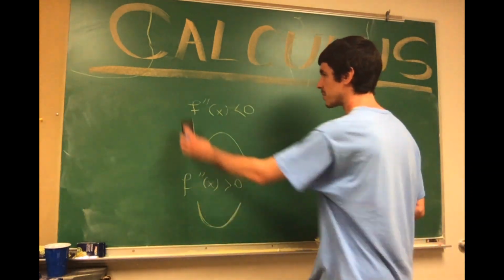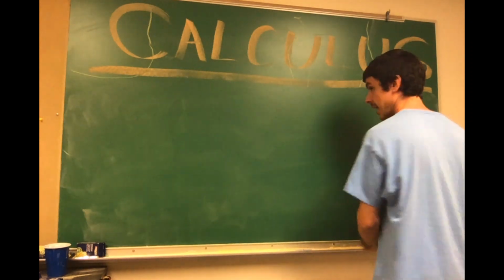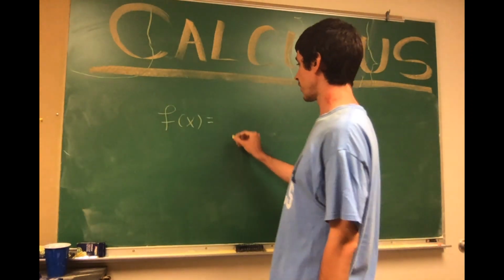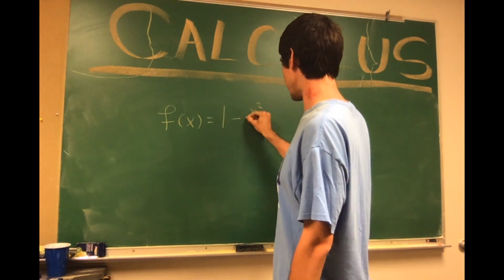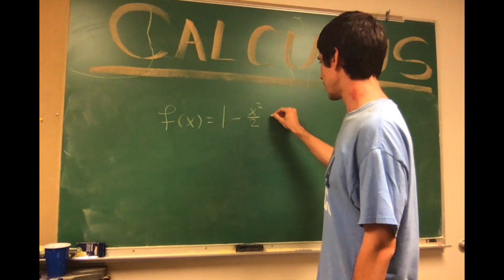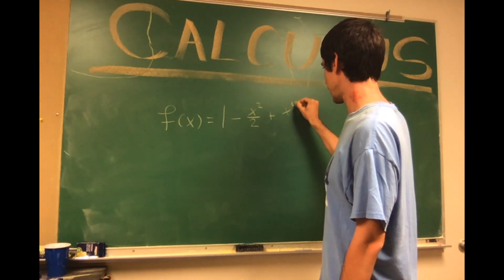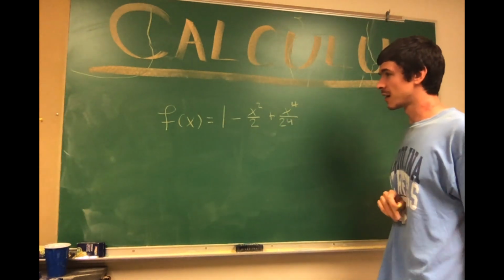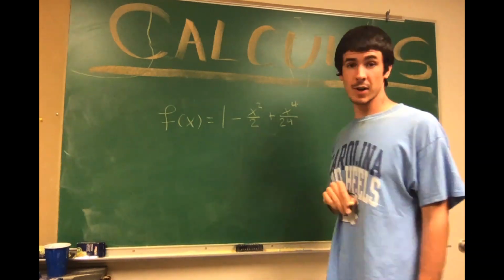So the problem is going to be to come up with a freehand sort of sketch. This problem is going to be to sketch a graph of 1 minus x squared over 2 plus x to the 4th over 24. So this function, let's first find the critical points.